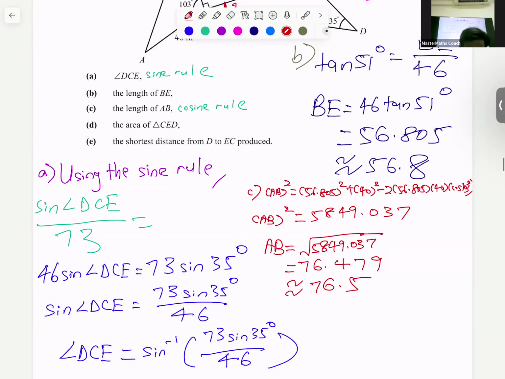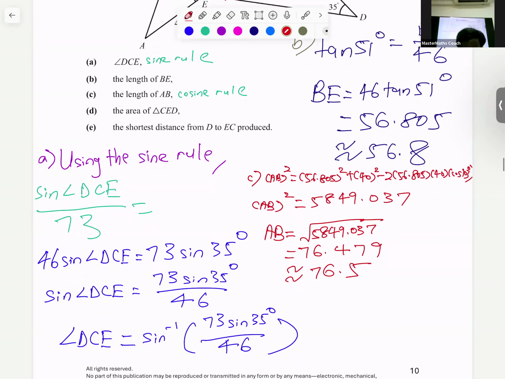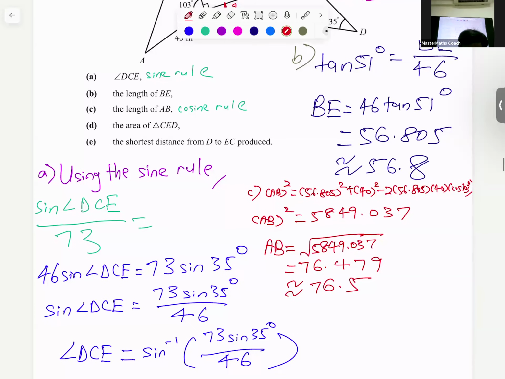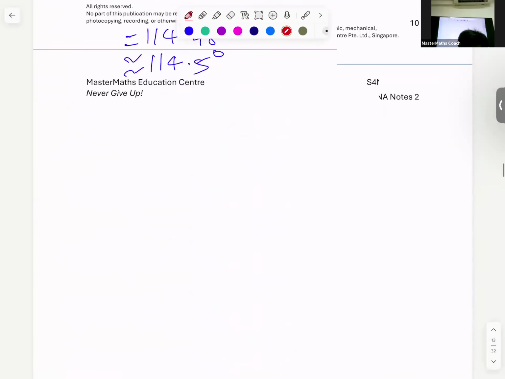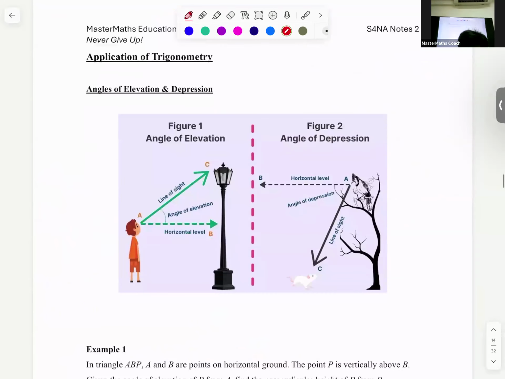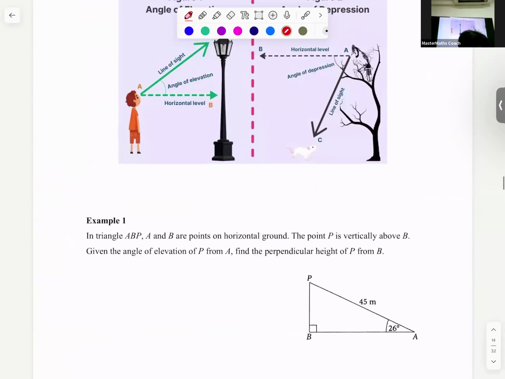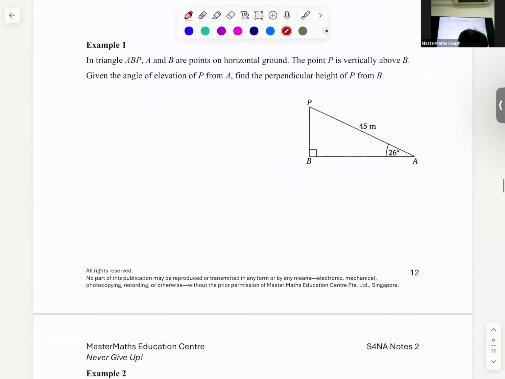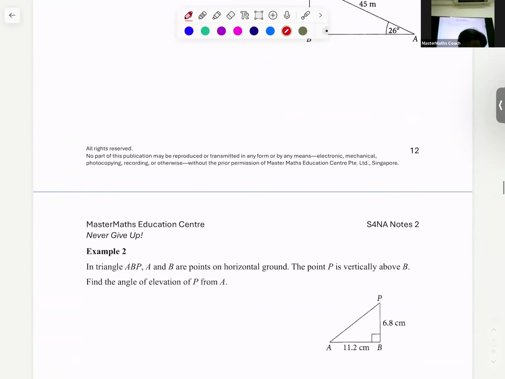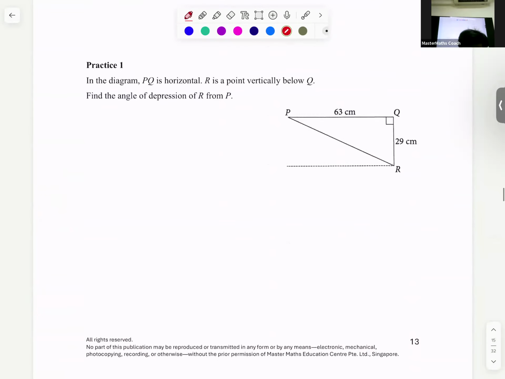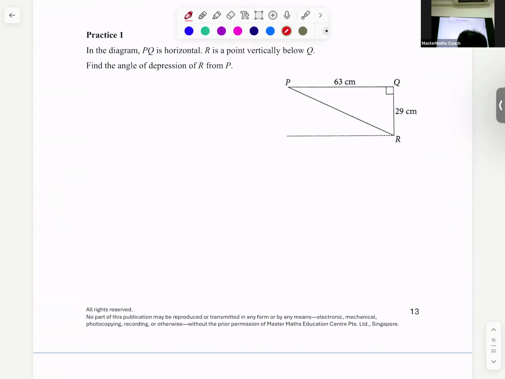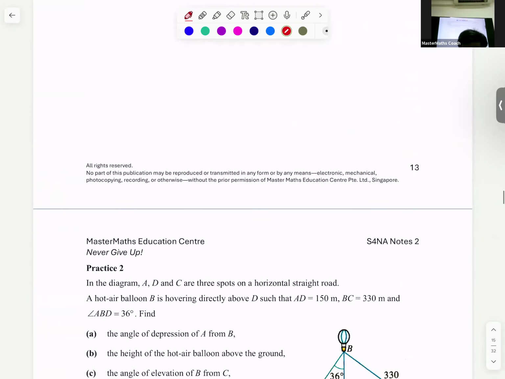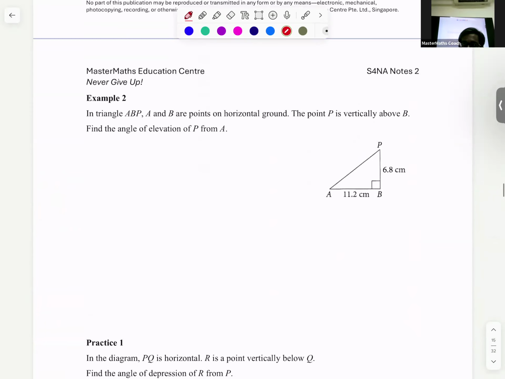All right. I want you all to go and do D and E. If you're not sure, I can help you out. It's a little bit different, the concept, but try to read up on this. And try doing examples 1, 2. Quite easy. Angle of elevation, angle of depression. So try to do these questions. Example 1, example 2, and practice 1. These are all using your trigonometry, so you should be able to manage.